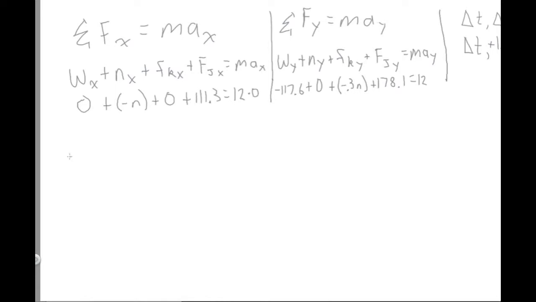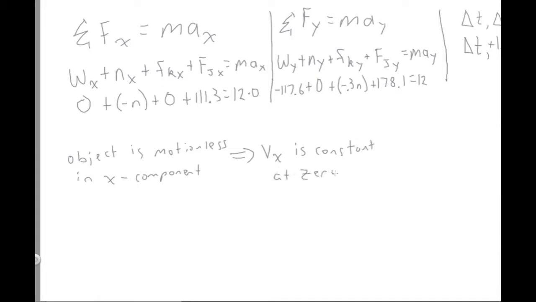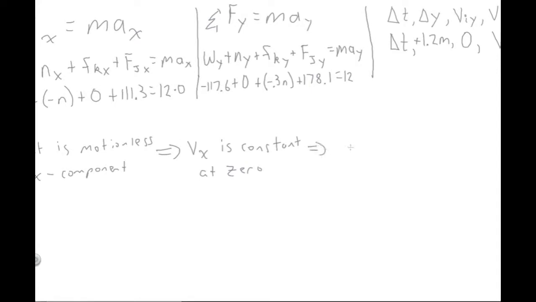Well, we know that the object is motionless in the x component. And that means that v sub x is constant at 0. And that implies that a sub x is 0. Not because v sub x is 0, but because v sub x is constant. It's the constancy of v sub x that makes a sub x 0.